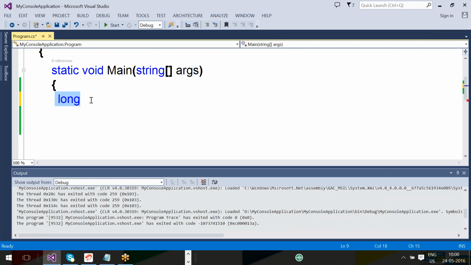What is the smallest signed numerical data type? The smallest signed numerical data type is byte. And what is the biggest signed numerical data type? Long. Tell me a long real-time variable. Any real-time variable for long? Are you clear? A real-time variable.